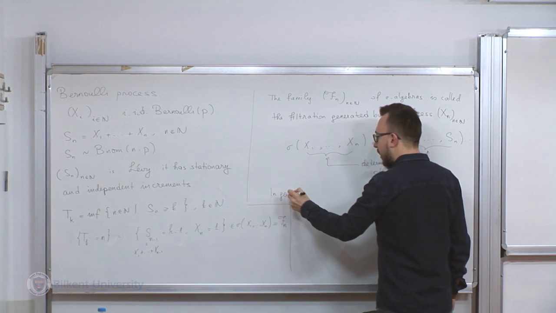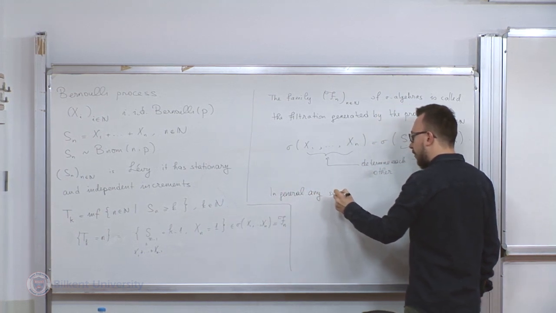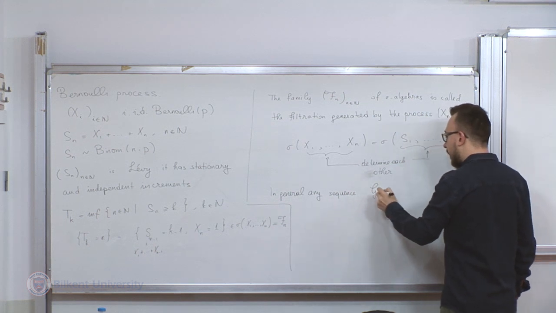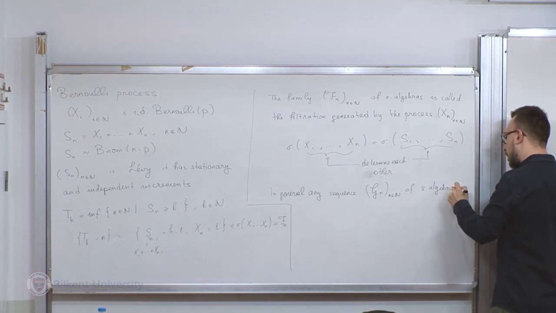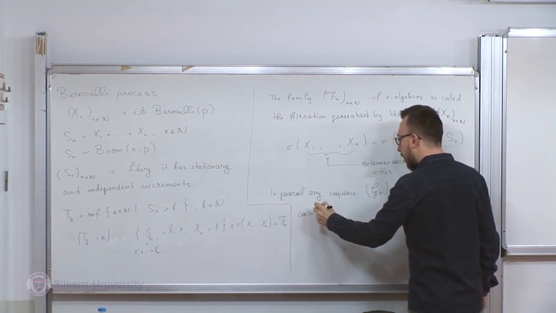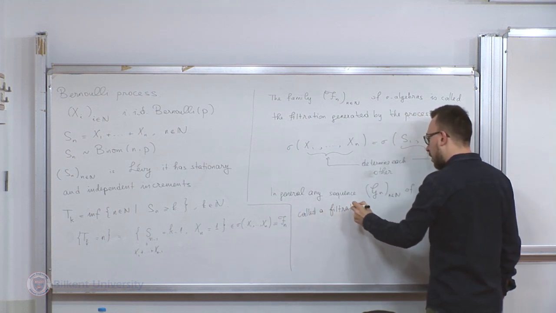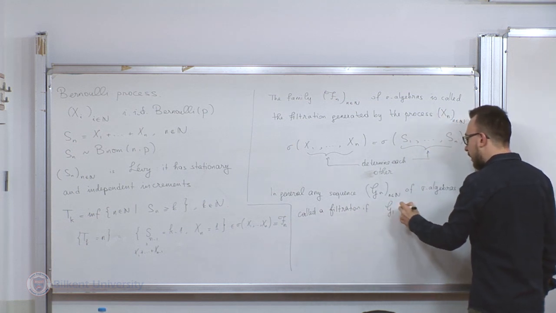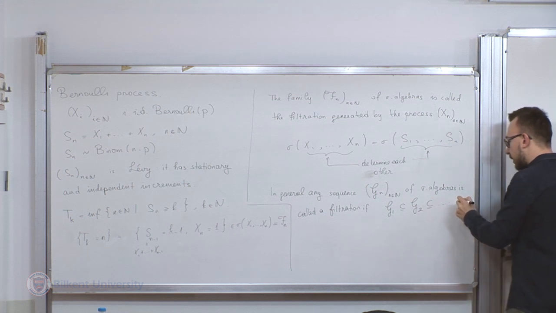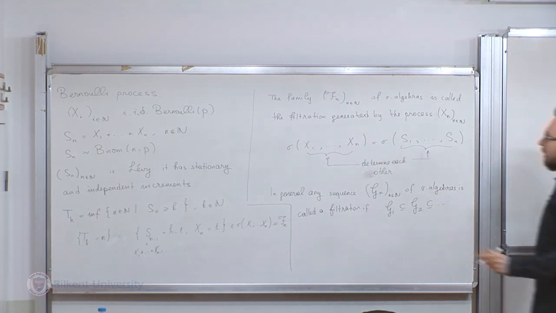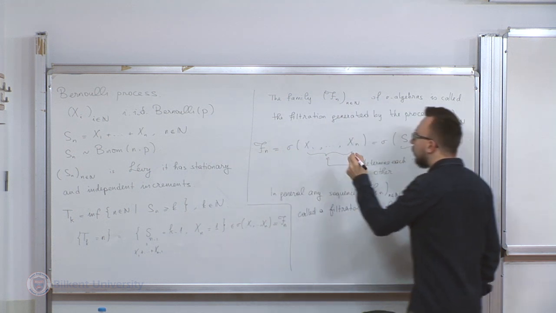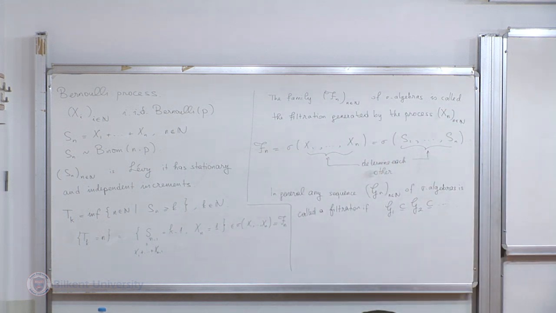And in general, any sequence, let's call it Gn, of sigma algebras is called a filtration if G1 is a sub-sigma algebra of G2, etc. And this Fn that we defined this way is called the filtration generated by the Bernoulli process, or the process of successes S. Okay.